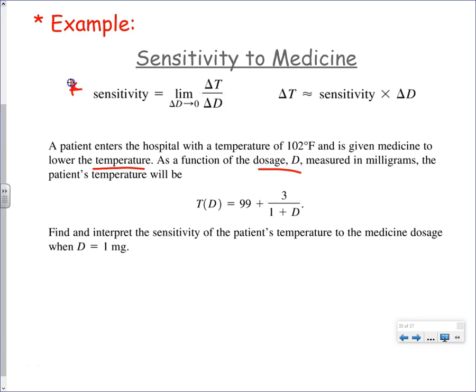So couldn't this technically be, as delta D goes to 0, couldn't I also call this the derivative? Isn't that ultimately what it's doing? And what would that ultimately be? Wouldn't that also be T prime of D? Yes.